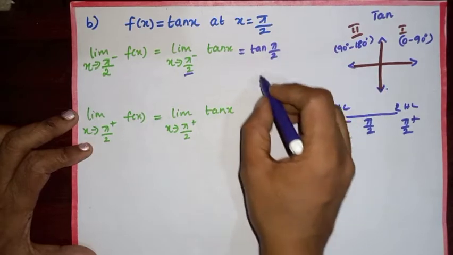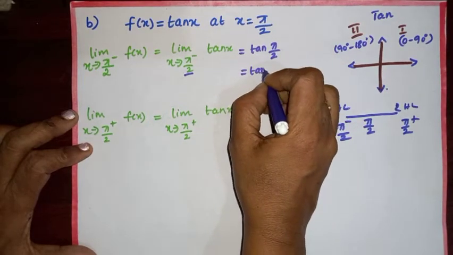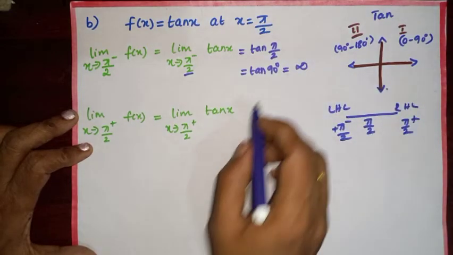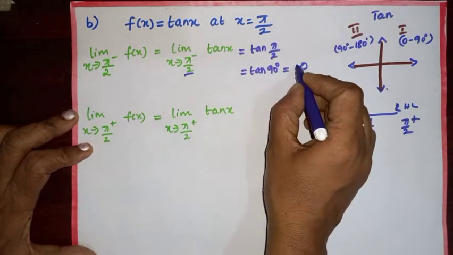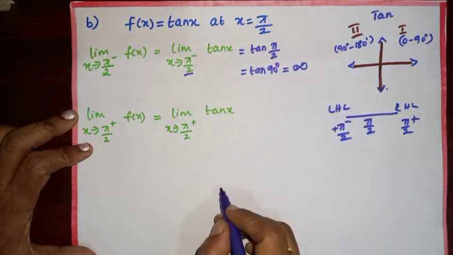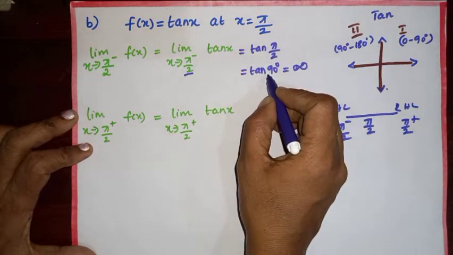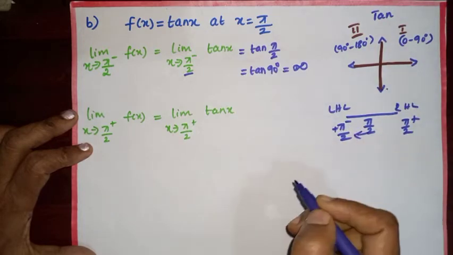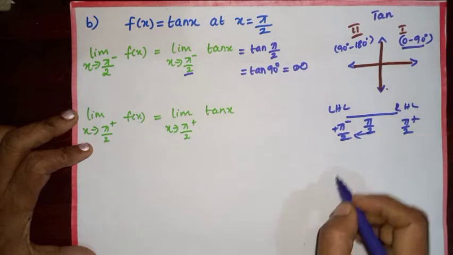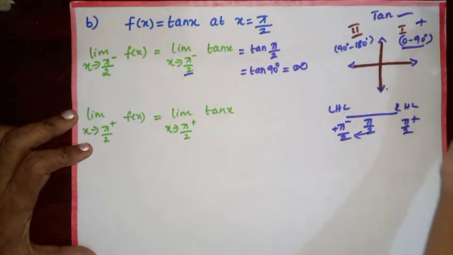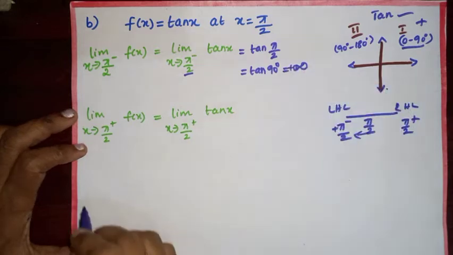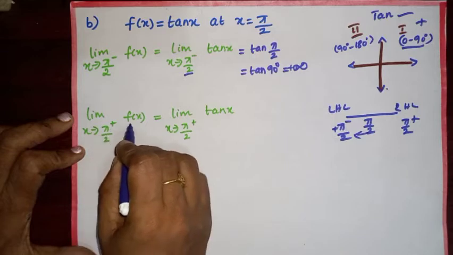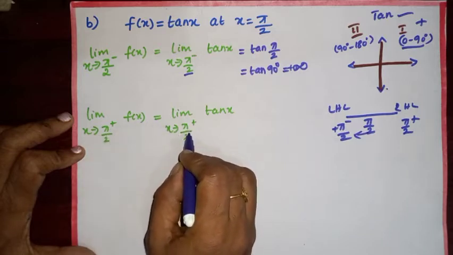Tan pi by 2 is nothing but tan 90 degree. The value of tan 90 degree is infinity. Now I need to check whether this left hand limit belongs to plus infinity or minus infinity. So tan 90 degree. Since it is left hand limit, it will come below 90 degree. So it belongs to the first quadrant. In the first quadrant tan is positive. So we will get plus infinity. Now we will go for the right hand limit. Limit x tends to pi by 2 plus f of x equal to limit x tends to pi by 2 plus tan x.